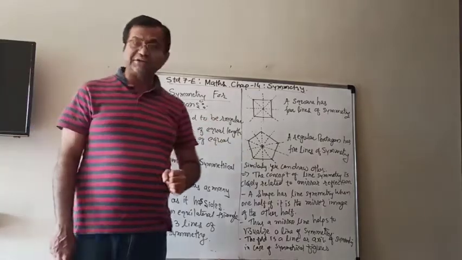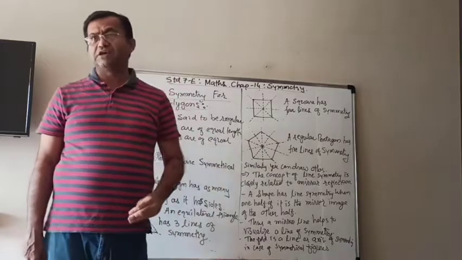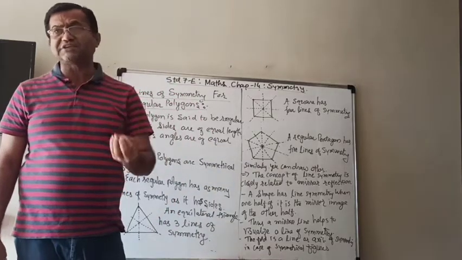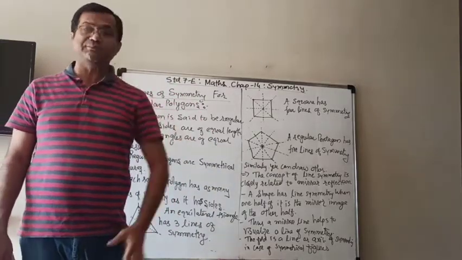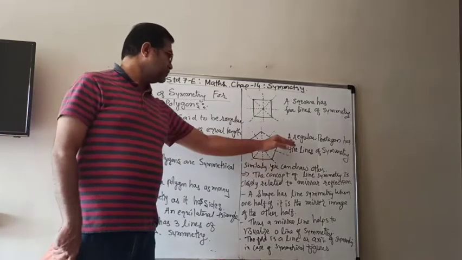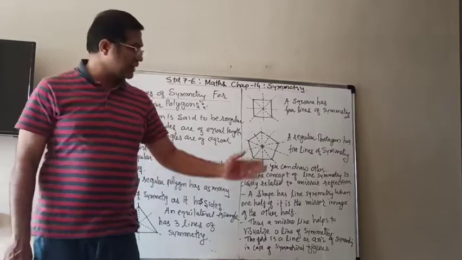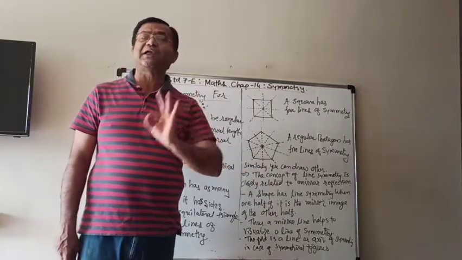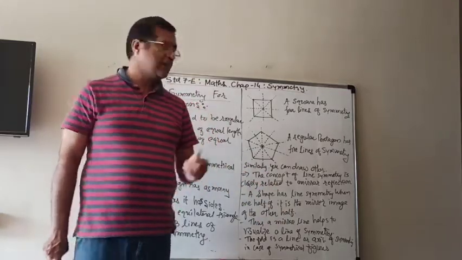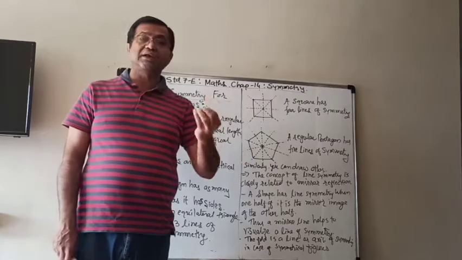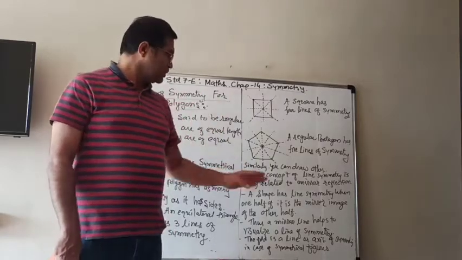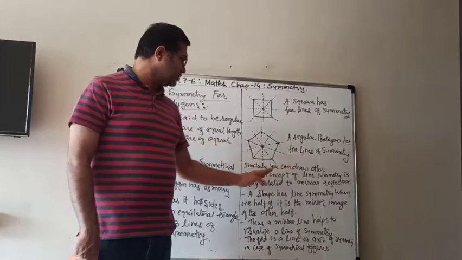Next is the regular pentagon having 5 sides. So if it has 5 sides, it must have 5 lines of symmetry. So I draw here the 5 lines, and you can extend this idea to the regular hexagon. It is shown in the book also, so you can draw that also. Similarly, you can draw the others.